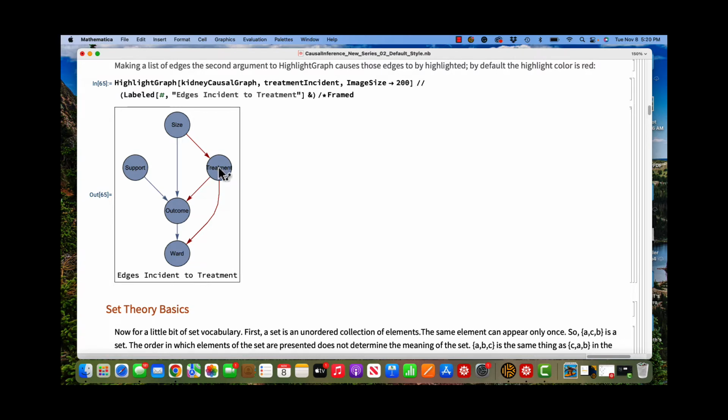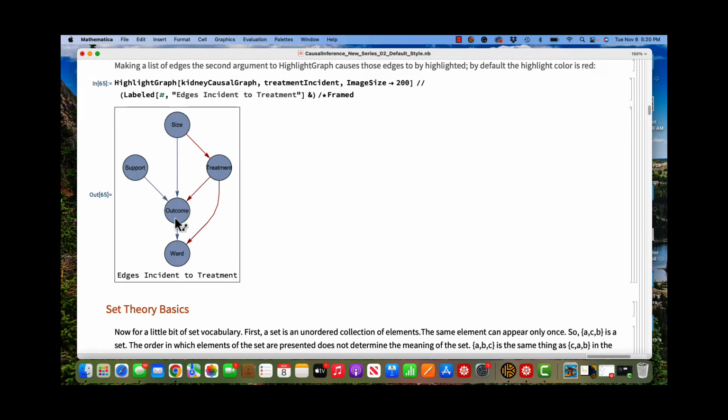So, for example, treatment to size to outcome is a weak path because I can do it. I just have to ignore the fact that the arrow goes the other way. Treatment to ward to outcome is a path because I can get there. I just have to ignore the fact that the ward to outcome arrow goes the wrong way. And treatment to outcome is a path. It's directly connected. I don't have to disregard any directions. So those are the only three paths from treatment to outcome.